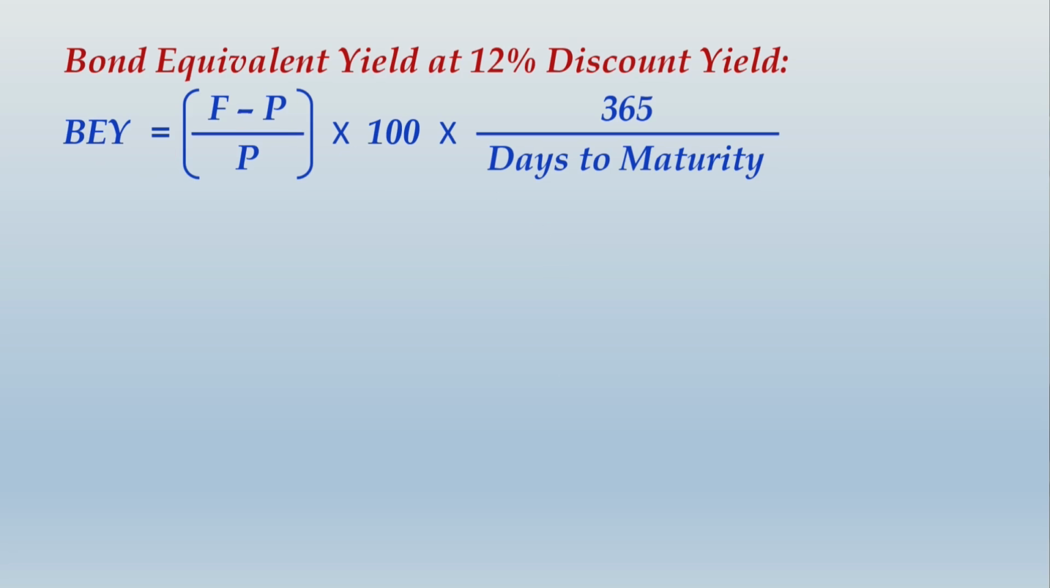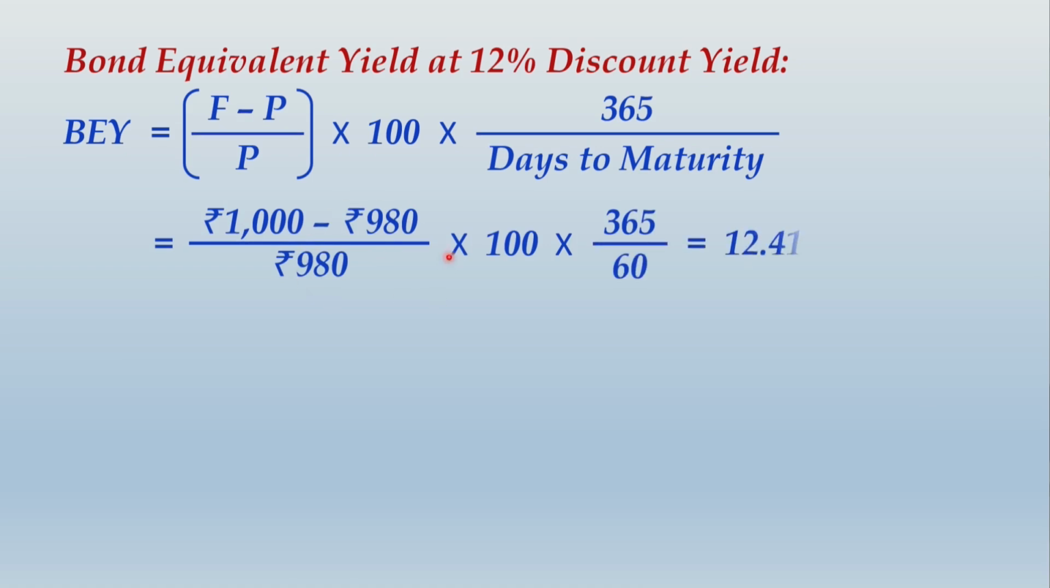Now we have all the required inputs, and the calculation can be made in one go. So substitute the values. It will be (1000 minus 980) divided by 980 into 100 for percentage, and into 365 divided by 60 days remaining for maturity. The bond equivalent yield comes to 12.415%. So please take up this calculation as well, and then I take you ahead.